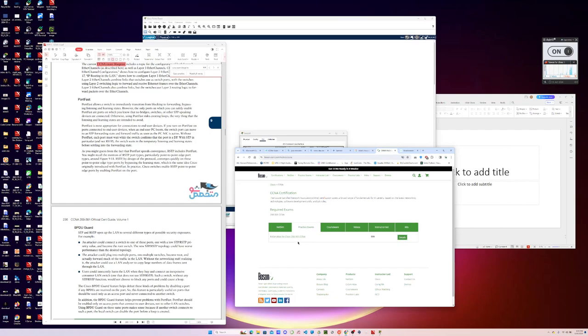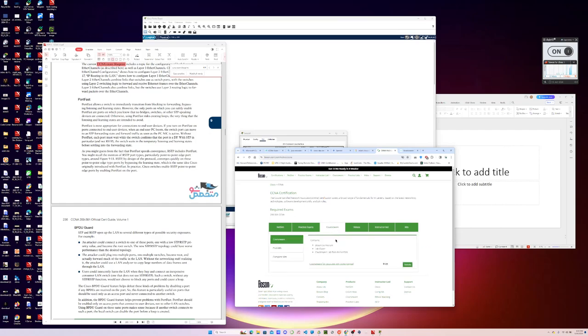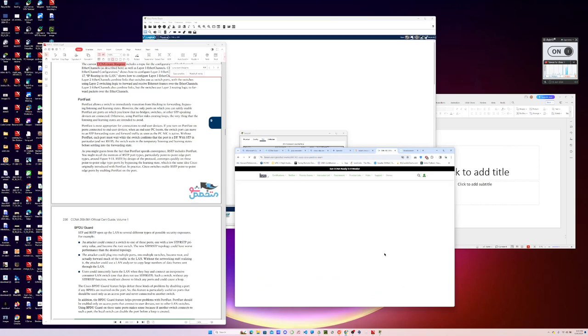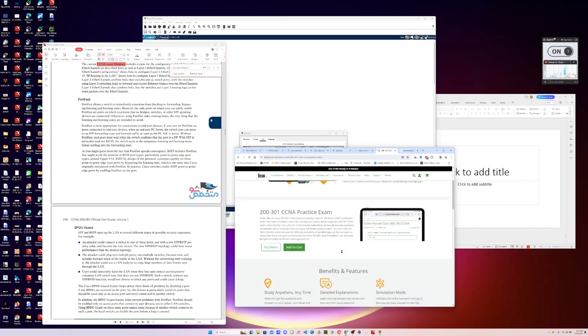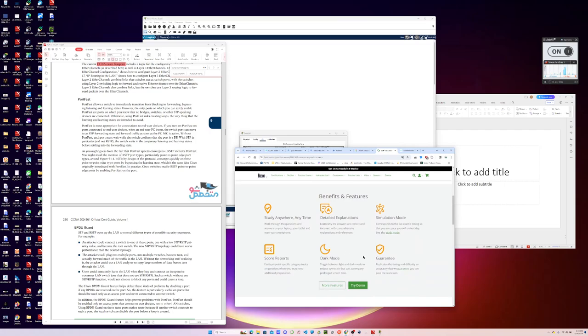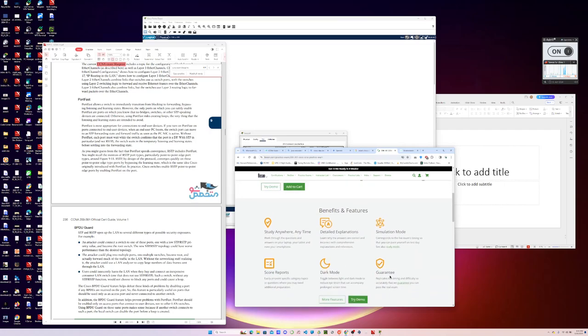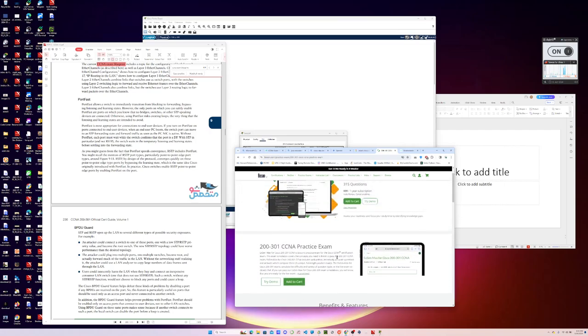XSim Max for Cisco. Courseware. In my opinion, is this intellectually stimulating? I have to fast forward for me because I want to go back to data structures and algorithms. That's what I do. That's what I like. So this is interesting. Oh, there it is. Guaranteed. Replicates the timing difficulties. And that's for the CCNA.